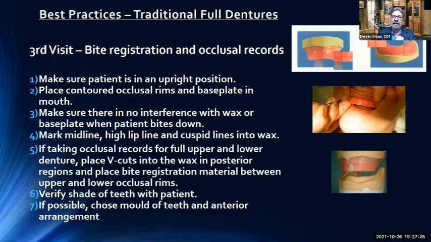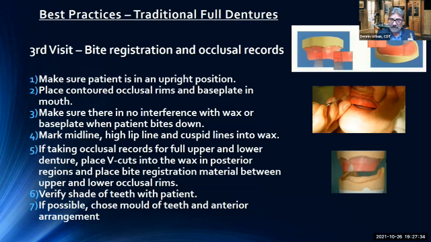So now we have a nice accurate impression and an occlusal rim. We're going to get the bite registration and occlusal records on the third visit. So I want to make sure the patient is in an upright position. We're going to try to contour this occlusal rim as close as possible to the patient's oral anatomy. Make sure there's no interference with the wax. And if taking the occlusal records for a full upper and full lower denture, place V cuts in that wax in the posterior regions, and then place bite registration material between the both of them.